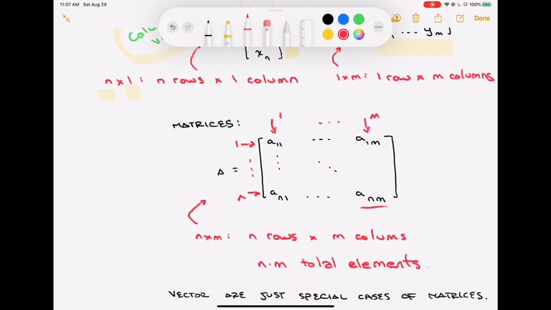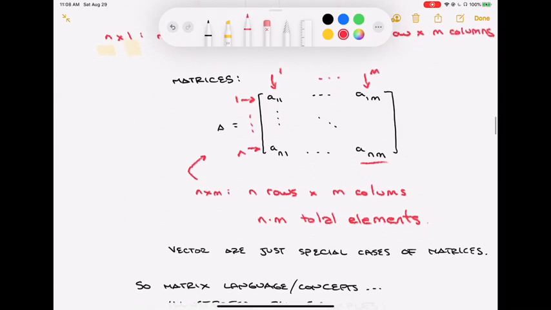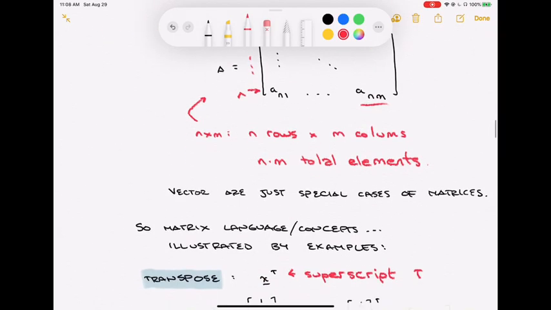If you wanted to know the total number of objects in this, it's just n times m because it's a rectangular structure. So matrices are rectangular in configuration. Vectors are just special cases of matrices. I think we can all appreciate that. If you let n be equal to 1, you end up with a row vector. If you let m be equal to 1, you end up with a column vector.